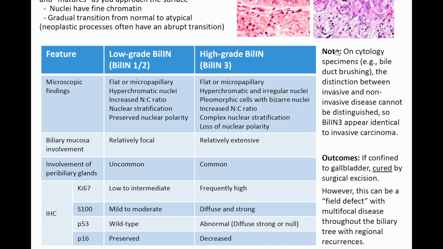But of note, on cytology specimens, such as a bile duct brushing, the distinction between invasive and non-invasive disease cannot be distinguished. So BilIN 3 appears identical to invasive carcinoma on a bile duct brushing. And outcomes: if it's confined to the gallbladder, it's cured by surgical excision. However, this can be a field defect with multifocal disease throughout the biliary tree with regional recurrences.